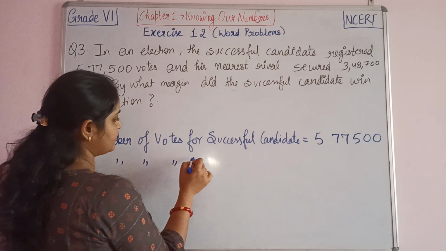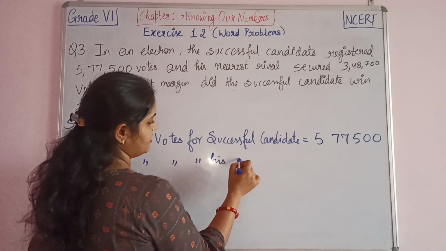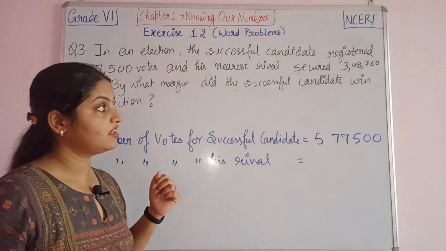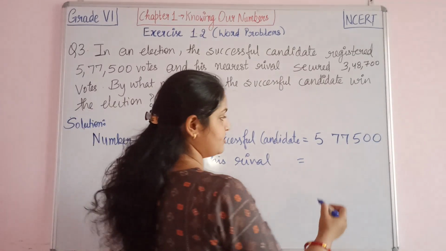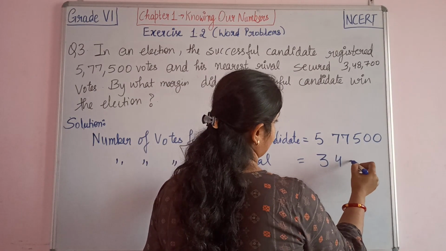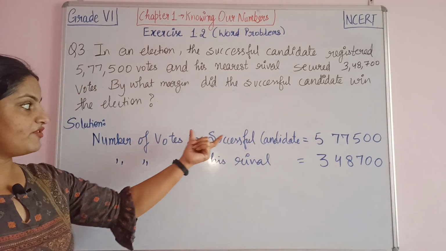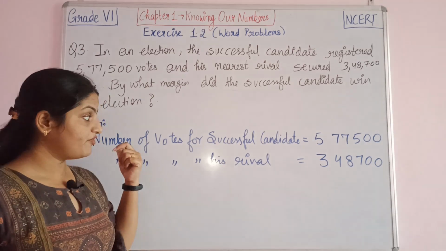Okay. Now second is, what are the number of votes for his rival? Number of votes for his rival. How much votes were received by his rival? It is 3,48,700. So what is the margin by which the successful candidate won the election?